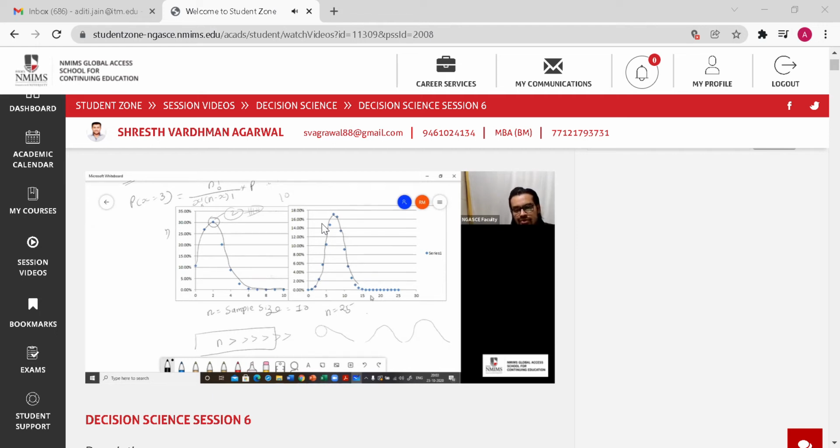Okay. So this is called binomial approximation of normal. This is known as binomial approximation of normal. So when you increase the sample size, the curve will gradually look like normal distribution.